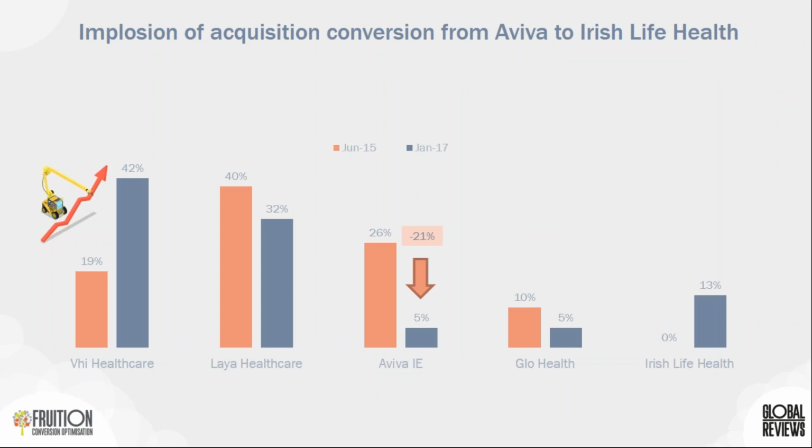So what does that mean in terms of acquisition? We can see there's been an implosion of that acquisition conversion from Aviva to Irish Life Health in between June of 2015 and January of 2016. Aviva's exit from the marketplace has seen much of that final preference conversion that would have gone to Aviva now going to VHI. So we can see that conversion really going up, over doubling for VHI, and we can see, for Aviva, there's been a massive drop off in terms of that conversion.